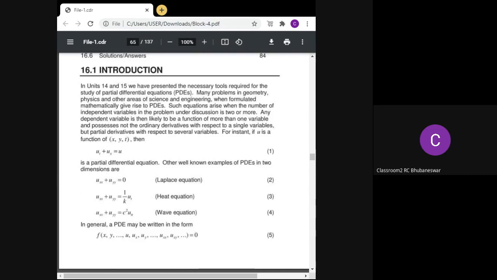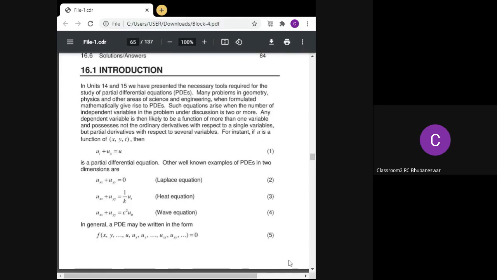So as you can see, equation number 1 is a first order partial differential equation because it involves first order partial derivatives ux and ut. Similarly, the second, third, and fourth equations, which are the Laplace equation, heat equation, and wave equation, are linear differential equations, but of order 2. Here, the general form of the partial differential equation has been written in equation number 5, and it contains all the independent variables along with the dependent variables and its first and second order derivatives, as you can see in equation number 5.